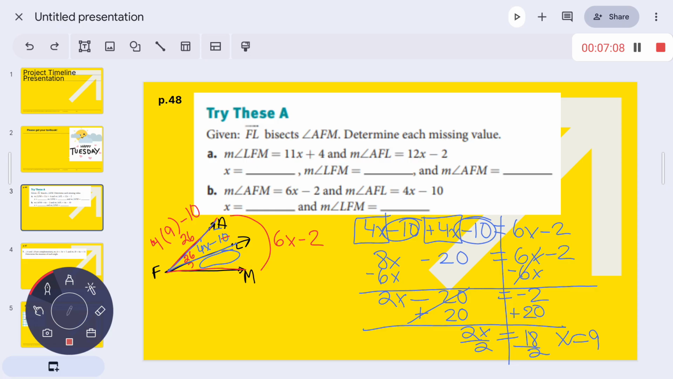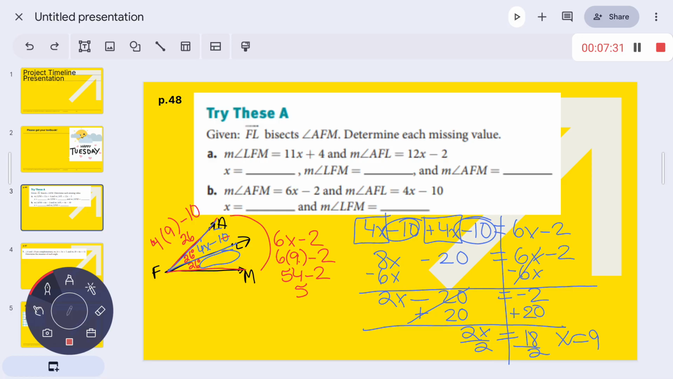Now I'm going to double check that with this big angle. Okay, the sum of those two. So I have x equals 9, so 6 times 9 minus 2. So 6 times 9 is 54. I'm sure we all know that. And 54 minus 2 is 52. So is this correct? We're about to check.